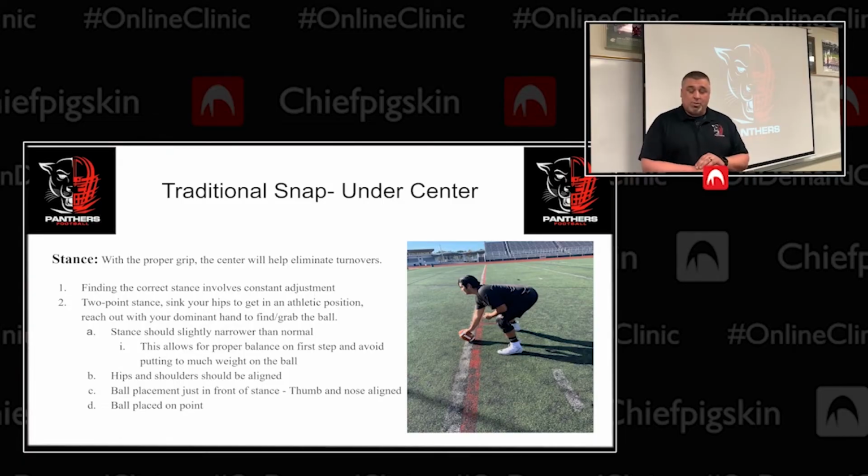Hips and shoulders also need to be aligned. You can see in this picture right here that the shoulders and hips of the center, his hips are just a little bit lower, but basically it's a flat back. Often you'll see the center's butt be a little bit down, and I get that. I see why people like that. It keeps their head up, their eyesight. But for me, I think the balance is off. I don't want to put too much weight on the ball.